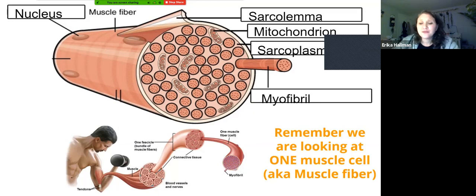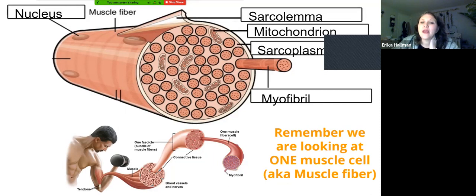We also have sarcoplasm. All right, so again, your little anatomy ears should be perking up that you see a prefix in two terms that are referring to muscles. So you see that prefix sarco. Sarcolemma is the lining of the muscle cell, the cell membrane. Sarcoplasm is the cytoplasm inside of a muscle cell.